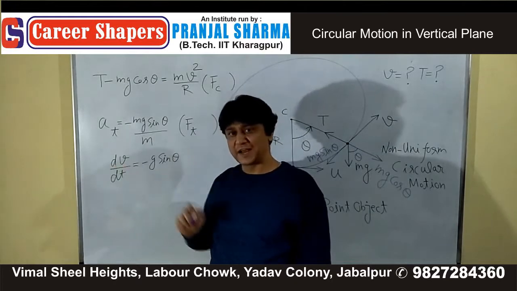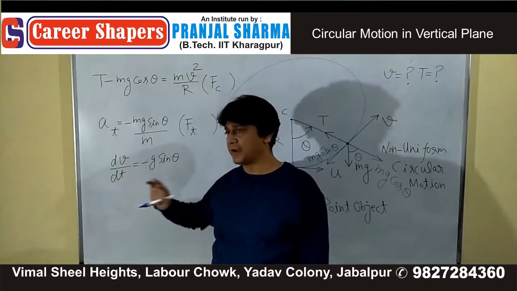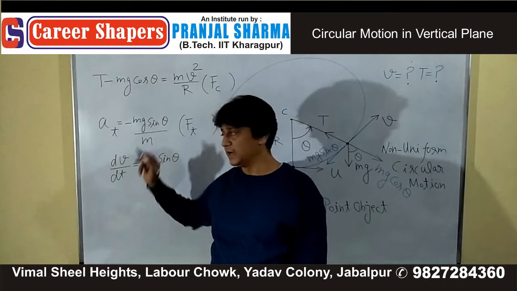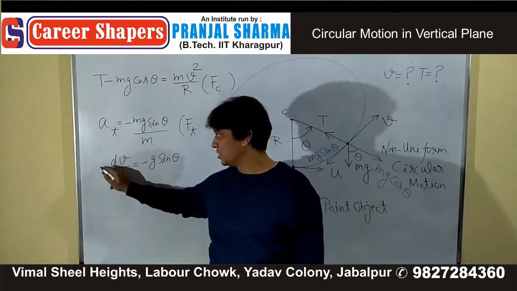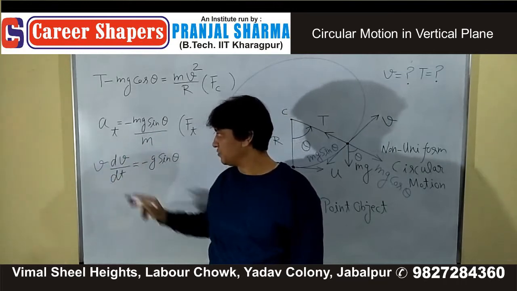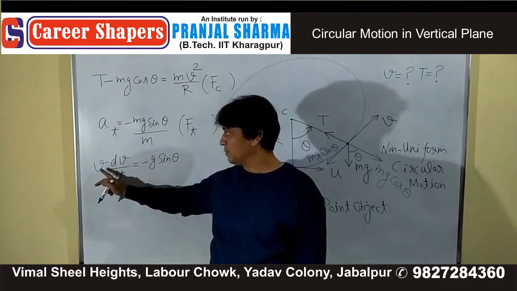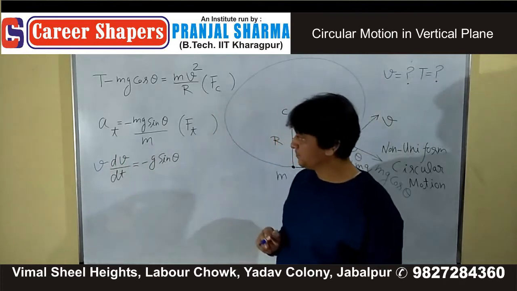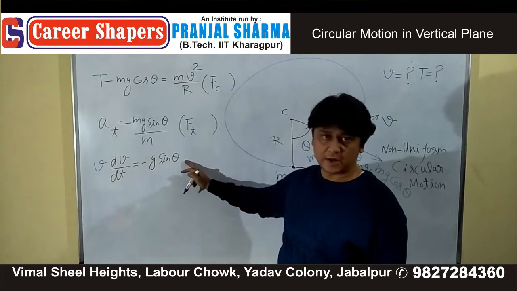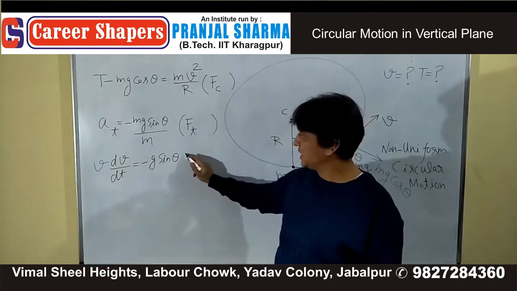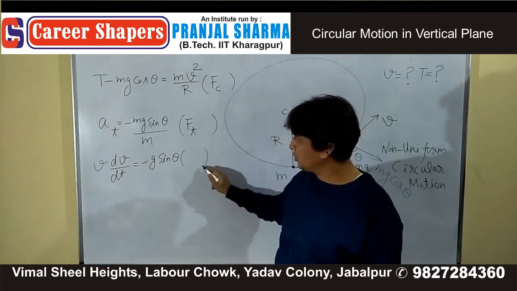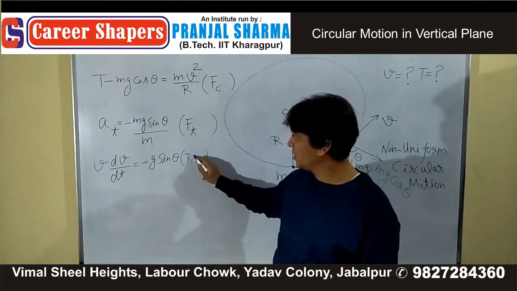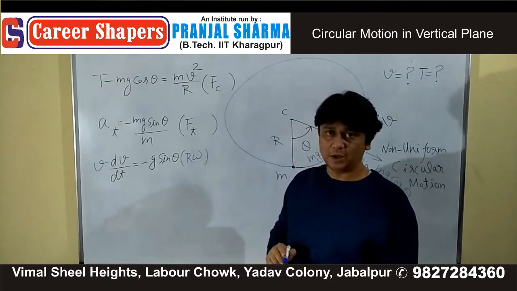We'll also see a second method which is much easier. You don't have to perform integration. We'll see that later. But in the first method, you will learn how to integrate these things. We'll multiply v on both sides. This side, when you write v, instead of writing v, you must write r omega. Why? You will see it.